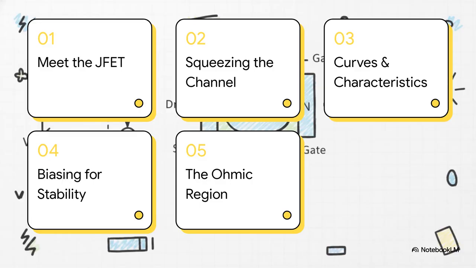So here is our roadmap for today. First, we'll meet the JFET. Second, we'll look at squeezing the channel. Third, curves and characteristics. Fourth, biasing for stability. And finally, number 5, the ohmic region.